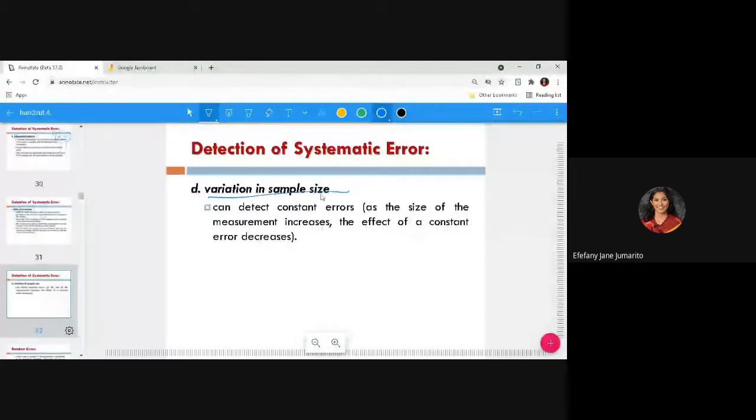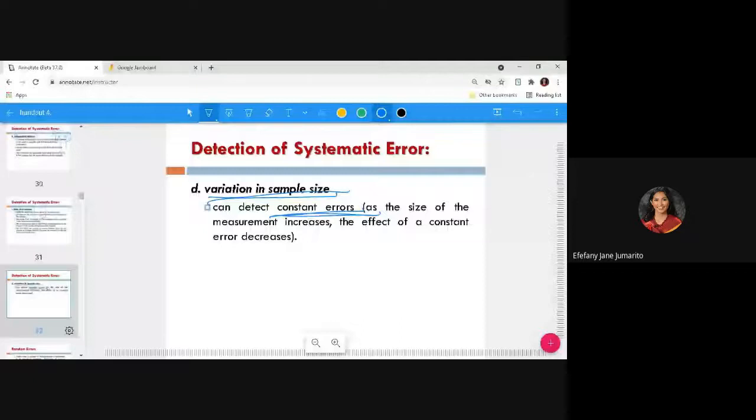Okay, also variation in the sample size, because we can also detect constant errors from this one. Constant errors, those that vary, depend on the concentration, depend on the sample size. Okay, so we have that one. So that is variation in the sample sizes. So we can detect that one. Systematic error can be detected from variation in sample sizes.